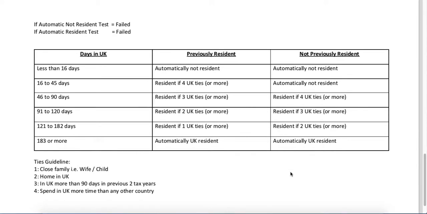Now, you'd be interested to know what is classed as ties in the UK. The rough guideline is that ties are: you have a close family member, i.e. a child or a wife; or you have a home in the UK; or you stay more than 90 days in the UK, or you've stayed more than 90 days in the previous two consecutive tax years; or if you spend more time in the UK than in any other country, then that's also classed as a tie related to yourself.